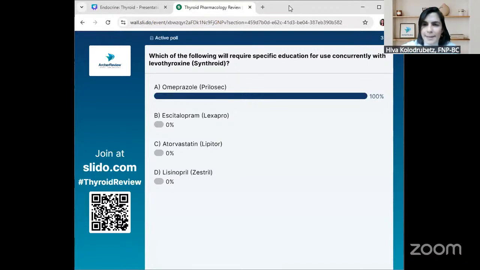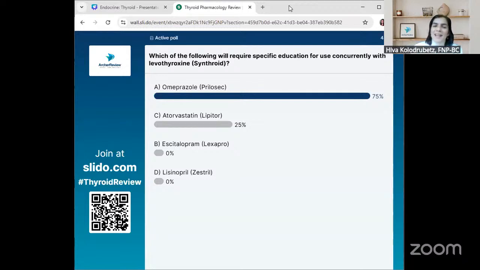What do you guys think? Which of the following requires specific education if you see that your patient's taking this medication on their med list? What did we just talk about? Okay, I see a couple responses, maybe the Lipitor, maybe the omeprazole, maybe the escitalopram or the lisinopril.